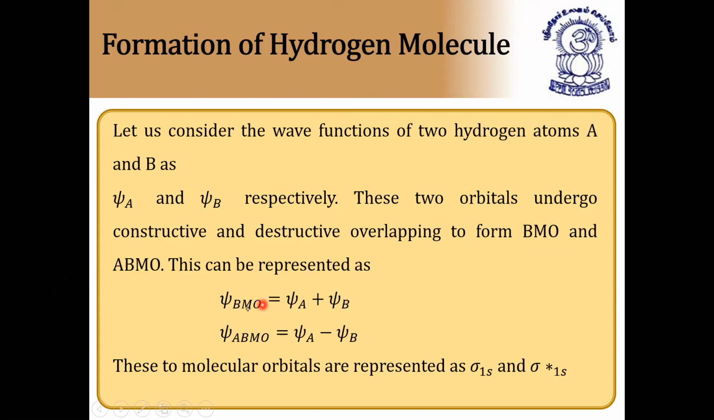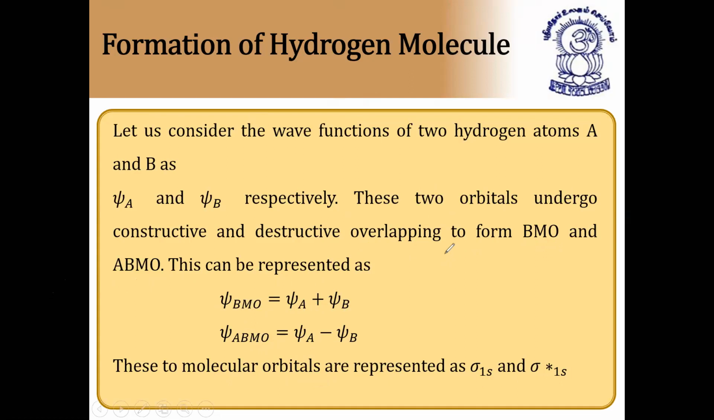This can be represented as follows. For psi of BMO, the bonding molecular orbital, we have to add the wave functions of the two hydrogen atoms, that is psi of A plus psi of B. And for getting the anti-bonding molecular orbital, we should subtract, that is psi of A minus psi of B. These two molecular orbitals are represented as sigma 1s and sigma star 1s. Let us see a simple example.